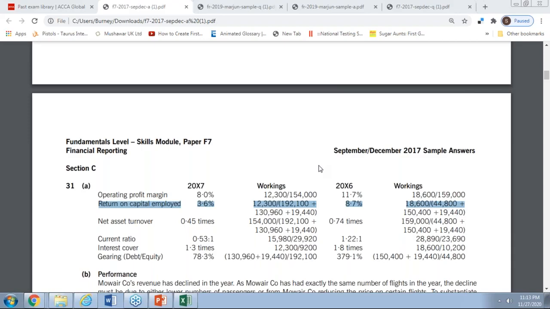The company charged lower prices in order to reduce the selling price. Yes, the company has reduced the airfares. That is the reason the profitability has gone down on an overall basis.